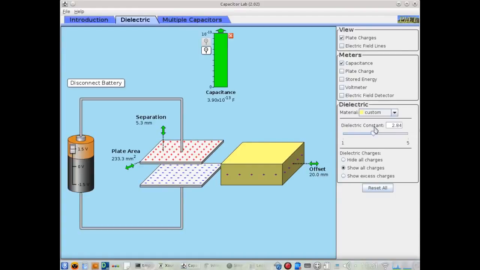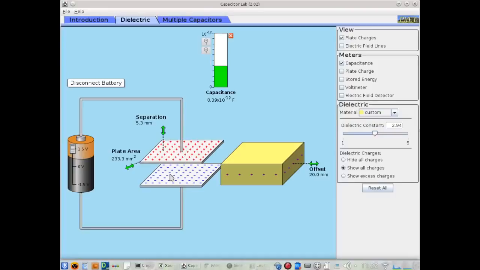So if I wanted to increase the value with which the electric fields are permitted to move through space, all I have to do is dial up or down my dielectric constant. And I can do that over here on the right. All right, so this is some custom material. I've put the capacitance meter up here. And I'm going to zoom out a little bit so we can see.